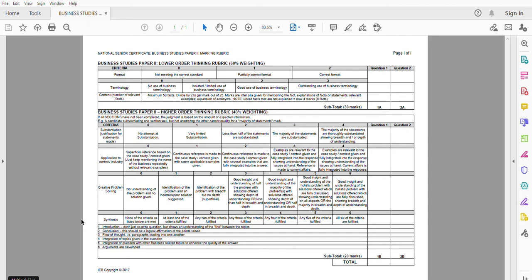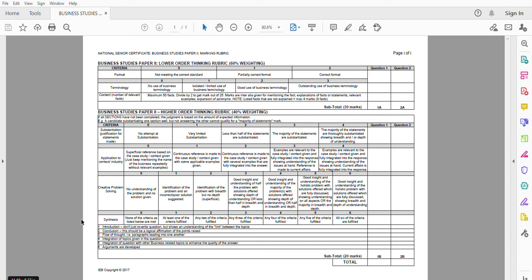Then conclusion. This should be a logical affirmation of the points raised. So one of the best pieces of advice I've ever been given when I was working in corporate was when you write an article or when you write a presentation or when you give a presentation, you need to follow a 3-step process. Firstly, tell everyone what you're going to tell them. Okay, so tell everyone what you're going to tell them.